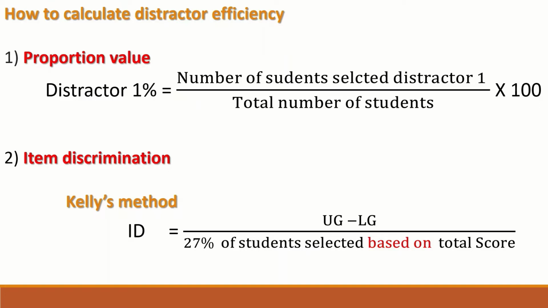So the way to calculate the ID is to first calculate the total score achieved by each individual participant in a test or exam, then rank this total score from high to low, and then group the students into an upper group and a lower group. The upper group represents the top 27% of total scores, and the lower group represents the bottom 27% of total scores.